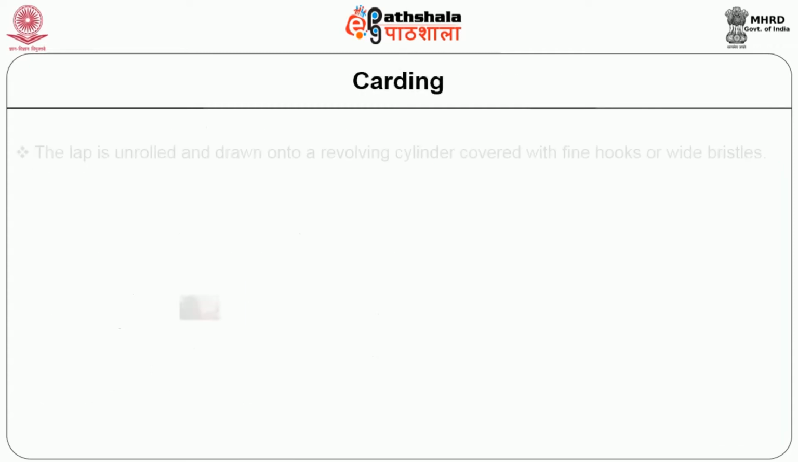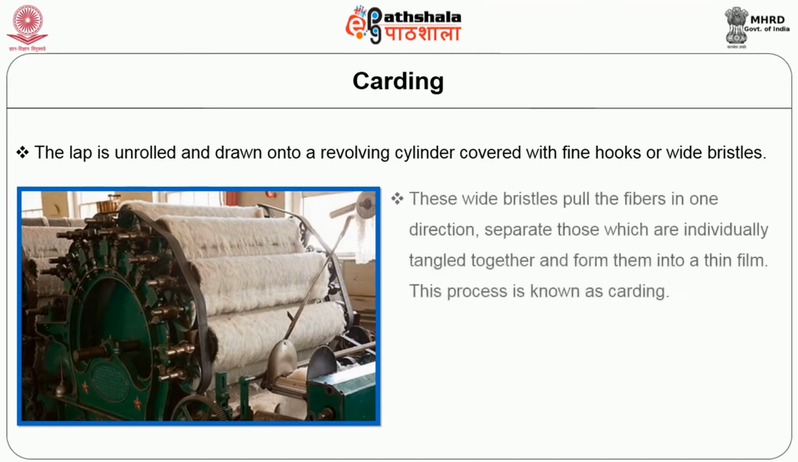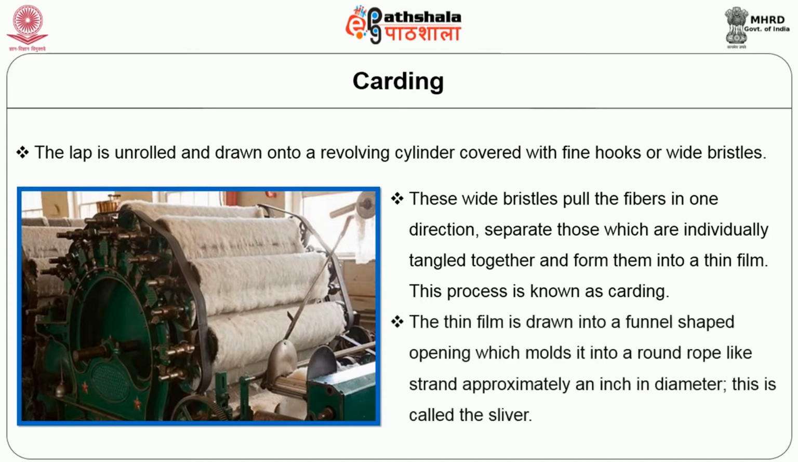Carding. The lap is unrolled and drawn onto a revolving cylinder covered with fine hooks or wire bristles. These wire bristles pull the fibers in one direction, separate those fibers which are individually tangled together and form them into a thin film. This process is known as carding. The thin film is drawn into a funnel shaped opening which molds it into a rope like strand approximately an inch in diameter, which is called a sliver.